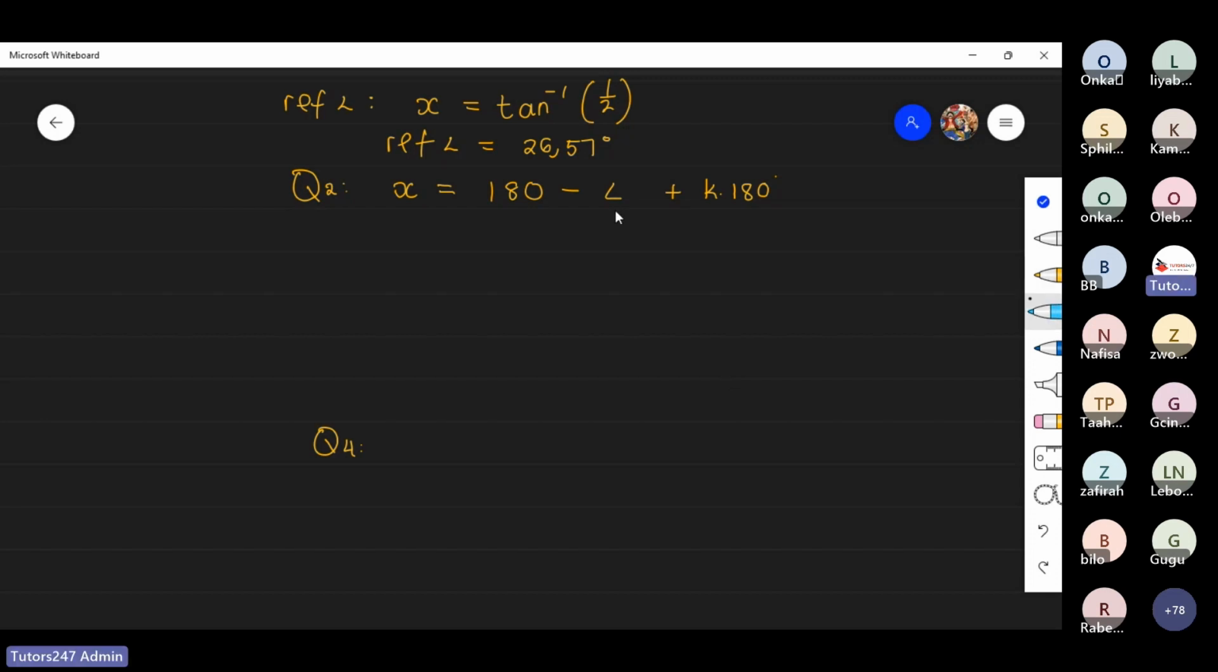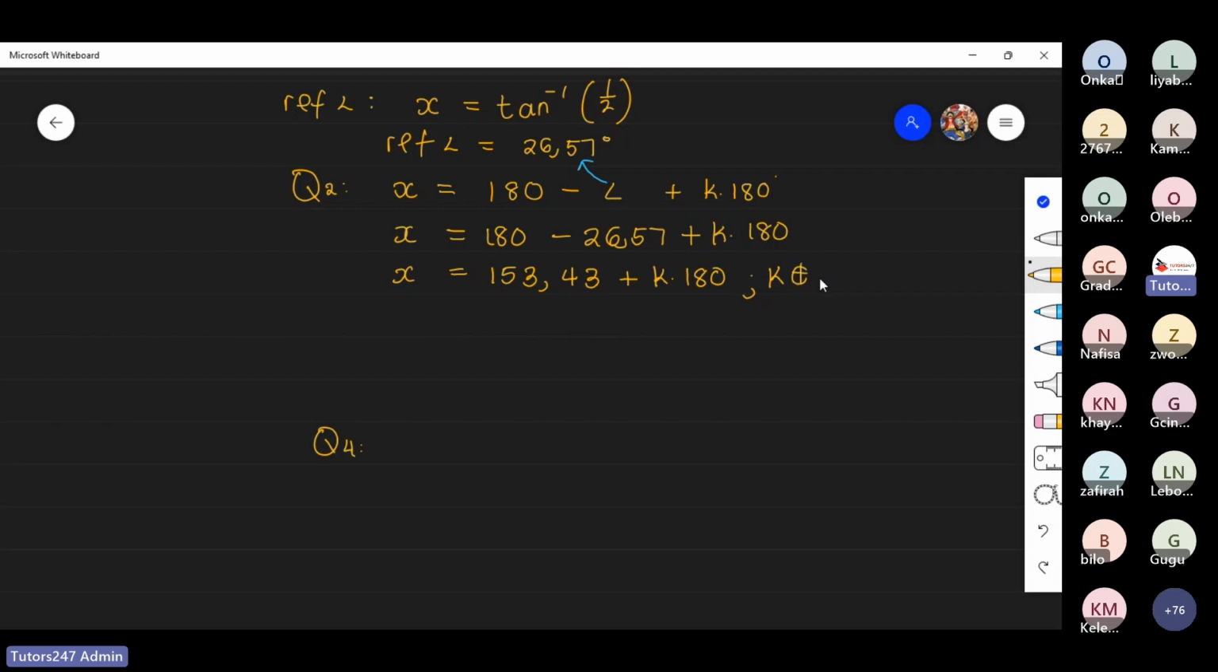Okay, so from here, let us substitute. We now need to substitute this reference angle in place of L and then solve for x. So x is now equal to 180 minus 26.57 plus k times 180. From here, we can put that into our calculator, 180 minus 26.57, and that gives us x equals 153.43 plus k times 180. Because this is our final solution within quadrant 2, don't forget to put k an element of integers. That just means that for whatever number of rotations, that rotation has to be an integer. You can't have half a rotation. You have to have a solid rotation. 1 rotation, 2 rotations, 3 rotations, okay?